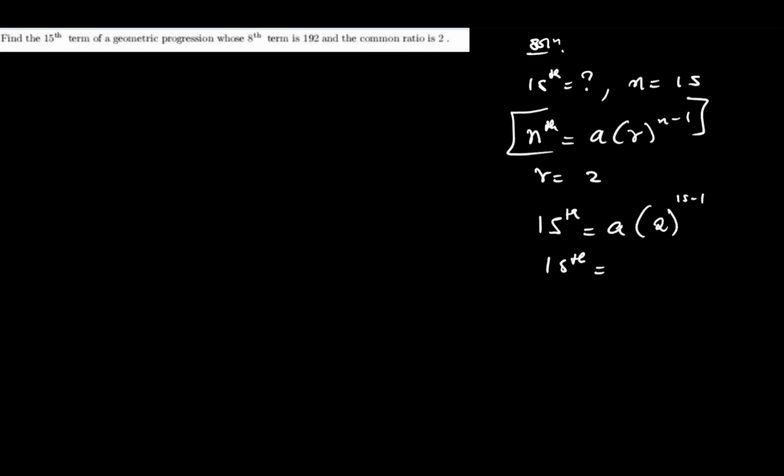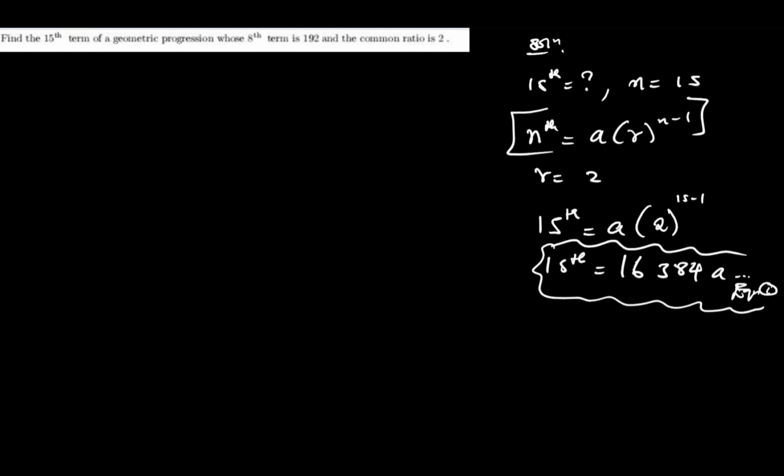So it's going to be the 15th term being equal to, now if we simplify this, we'll have 16384a. This will be our first equation. So this is what we have as our first equation. Then if we move on to the next part, we have the 8th term. We're being told that the 8th term is equal to 192, which means that in this aspect the value of n was 8.